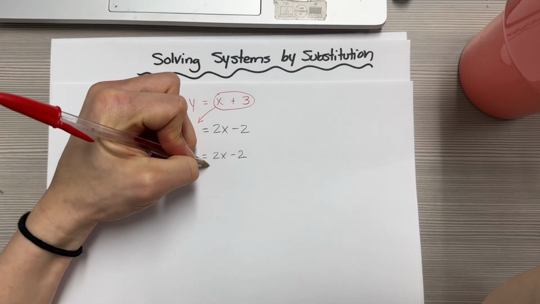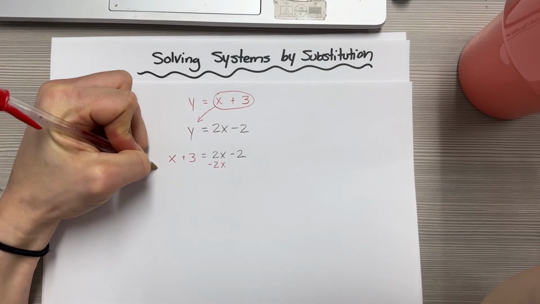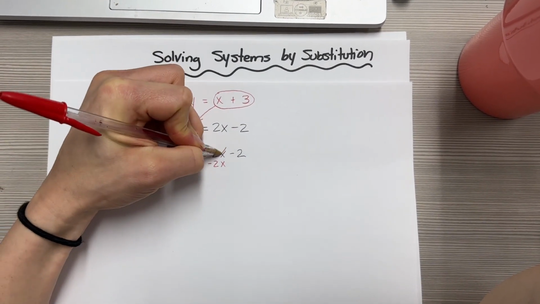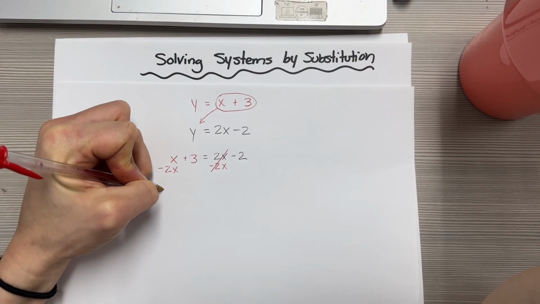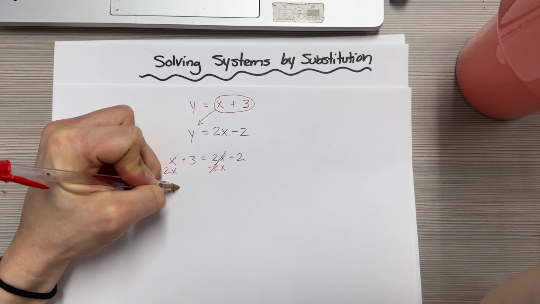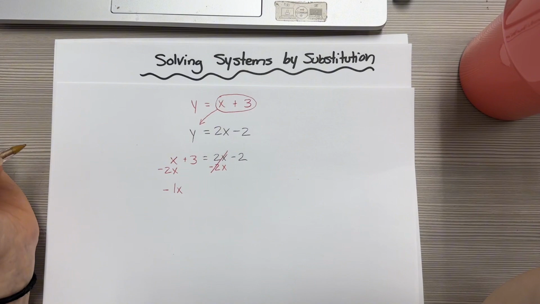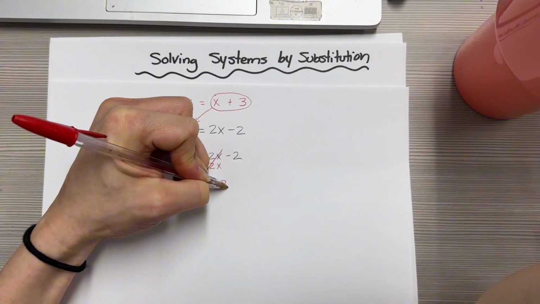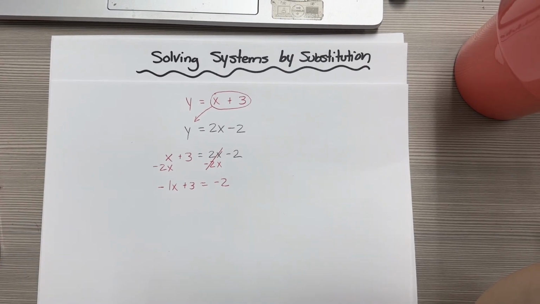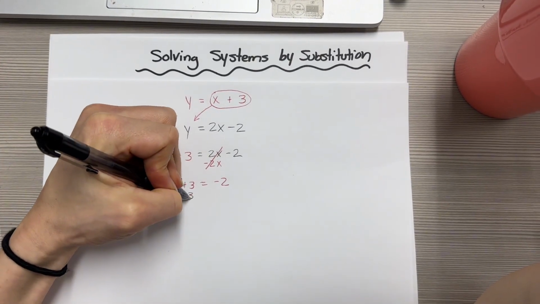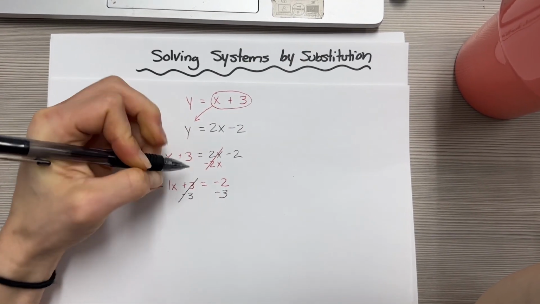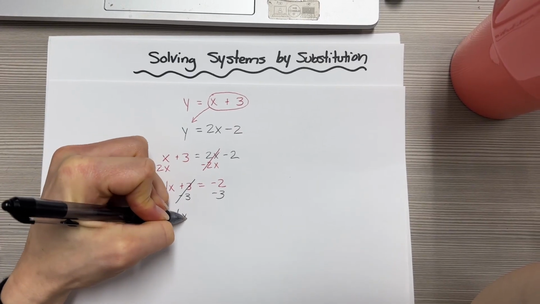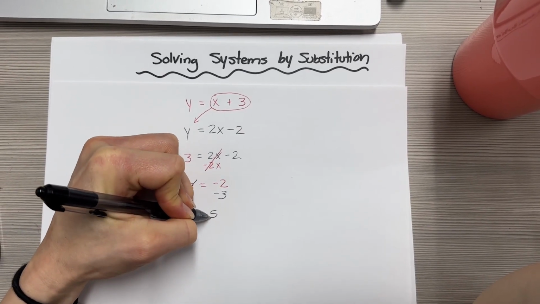So we're going to go ahead and subtract 2x from both sides. This will give me a negative 1x. I'm going to go ahead and write that 1 because I'll need it later. Plus 3 equals negative 2. From here, I just need to subtract my 3 from both sides, leaving me with negative 1x is equal to negative 5.